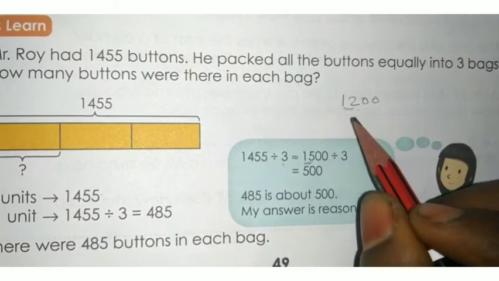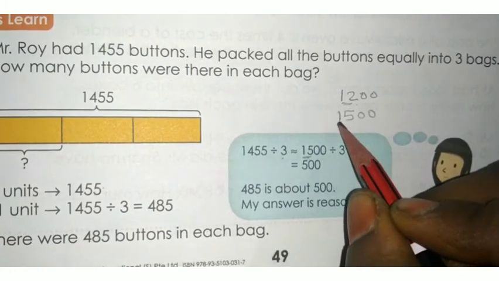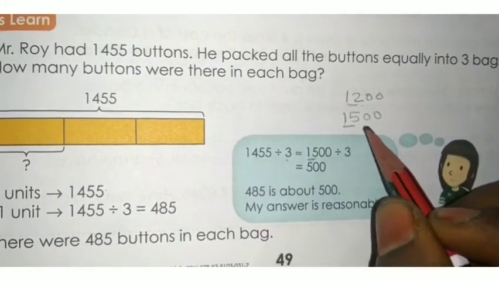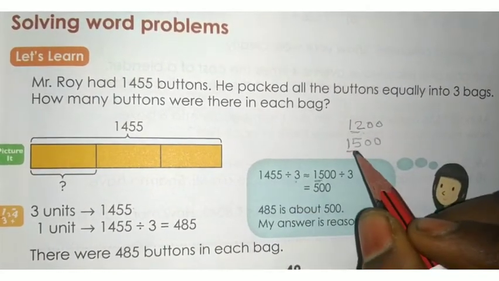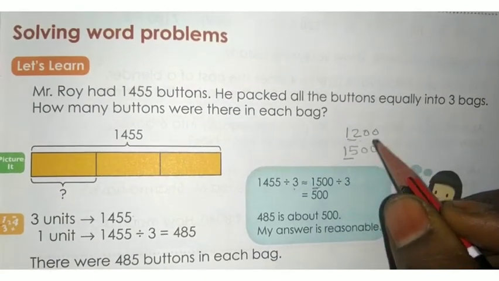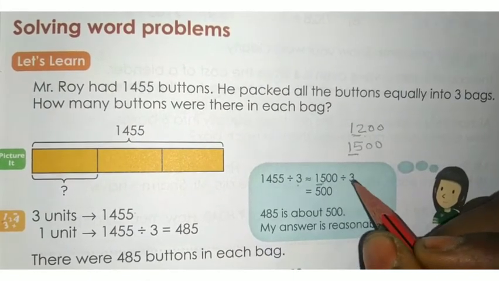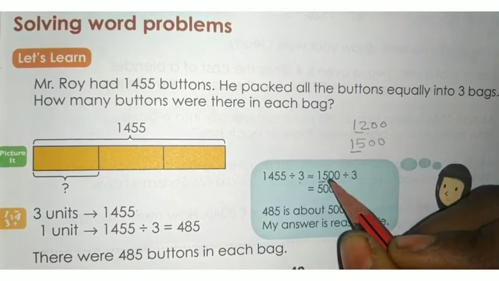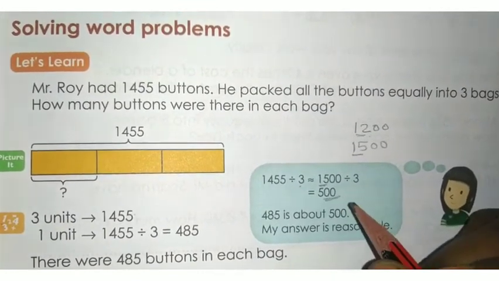Then 3 5s are 15. 1500. 3 5s are 15 means to consider it as 4 digit, we have to write it like this. Okay. 1455 is nearer to 1500, which is not nearer to 1200. So we have to consider this. If you consider this, how many times you get 15? 5 times. So 500 into 3 is equal to 1500. So you will get the answer as 500.